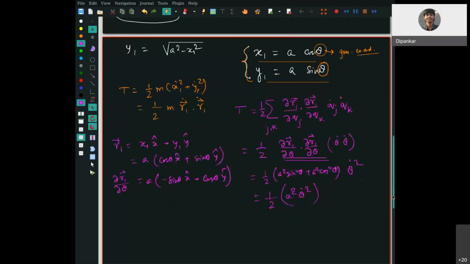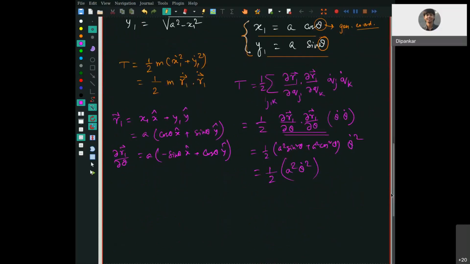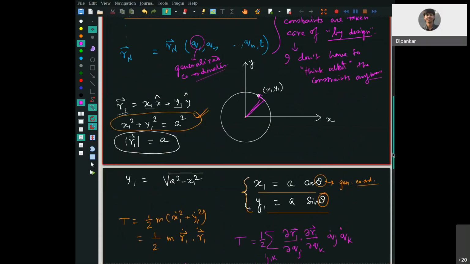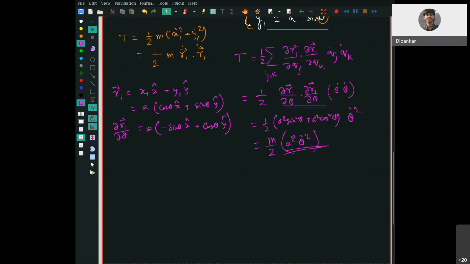You remember in two-dimensional polar coordinates, the expression for velocity has r dot and r theta dot, but here r dot is 0 because my radius is a constant. Okay, so the only thing that survives is the motion along this direction. So that here tells me a squared theta dot squared. That's my kinetic energy. Perhaps I missed m here, I forgot to carry it forward. So this is how you do things with generalized coordinates.